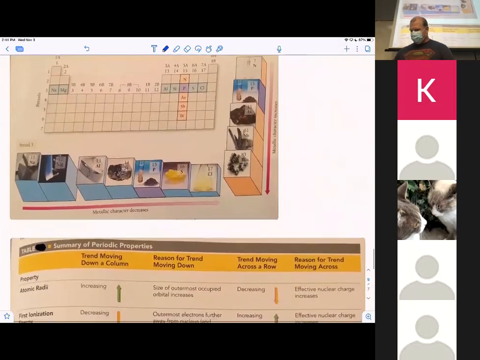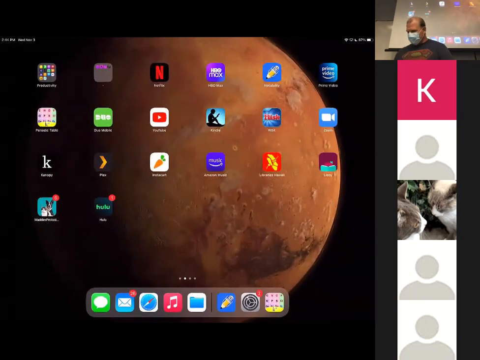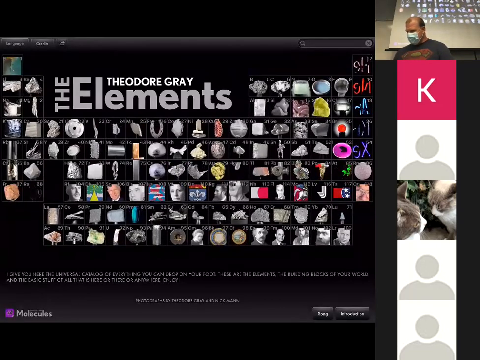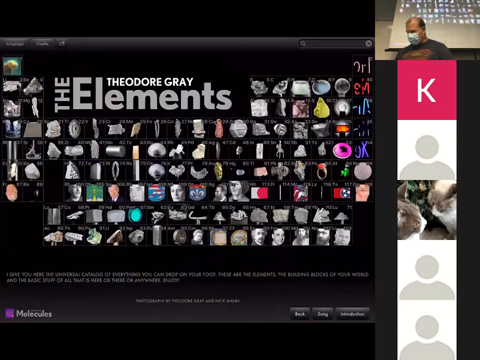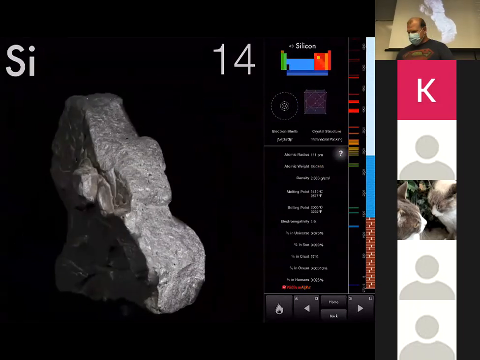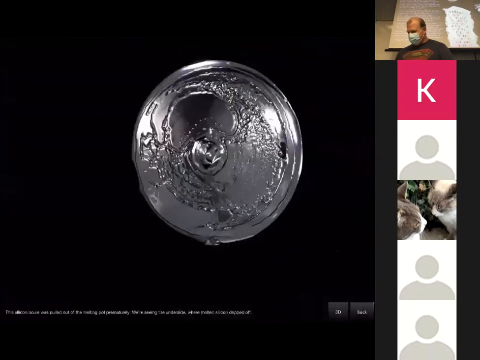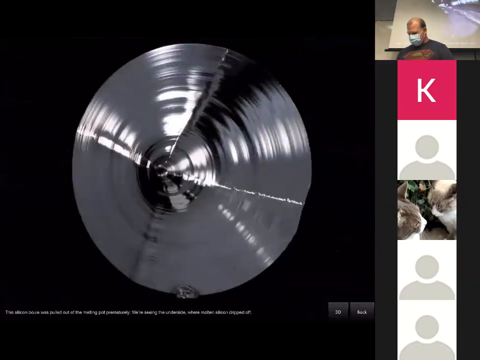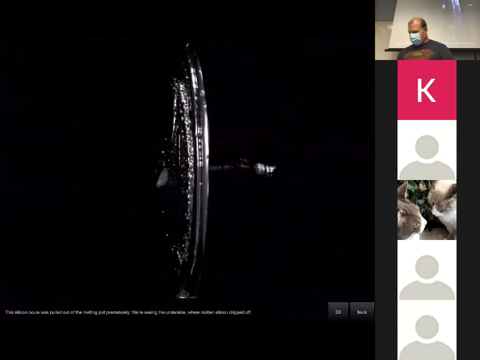All right. I can use my periodic table. This is prettier. Here's carbon, of course, that's the diamond. But silicon, silicon's kind of cool. It's shiny. If you look at it, it sparkles. And it actually has a diamond structure. Here's a silicon piece. This is a really shiny piece of silicon.